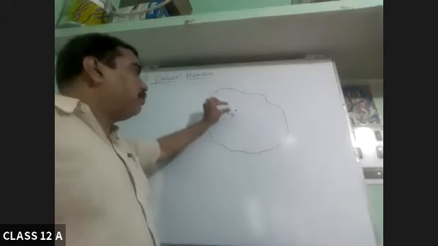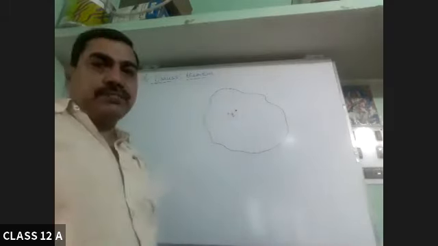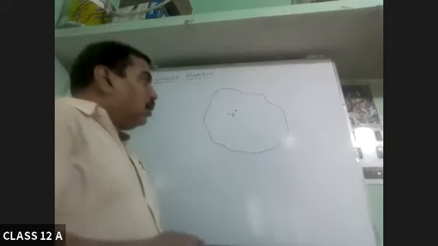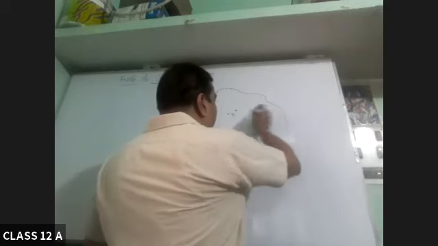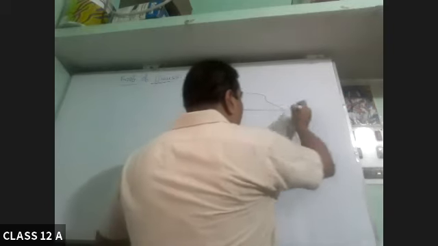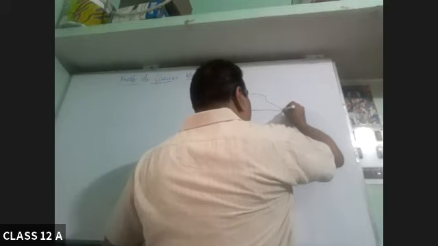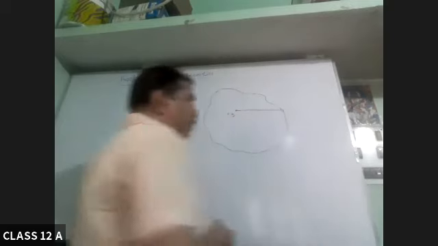Suppose a point charge is placed at this place. Now we may consider a particular area. Suppose we are considering this one, and this is the very small area we are considering.